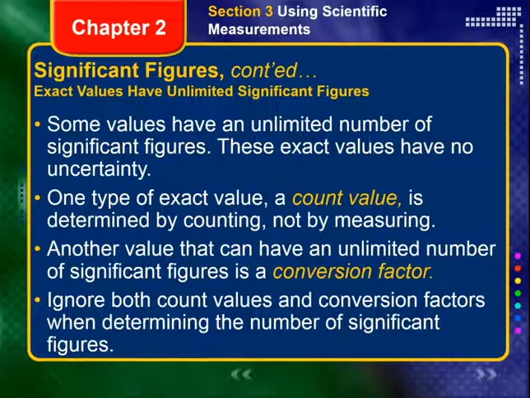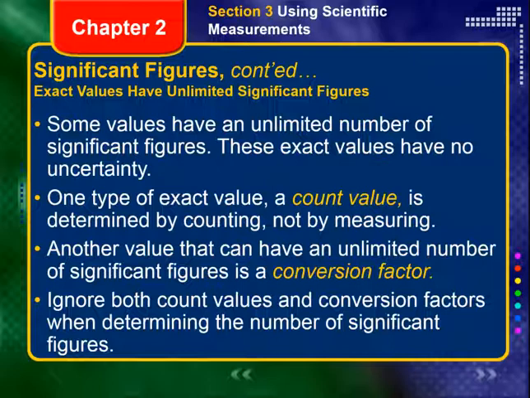One type of exact value is a count value, and it's determined by counting, not by measuring. We're not using a meter stick to measure length. We're counting how many things we have. There are 30 desks in my room. There's not 30.1, there's not 29.8, there's 30 because I'm counting. You can count them. It's a count value. So that 30 isn't limited to normal significant figure rules.